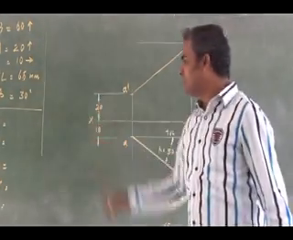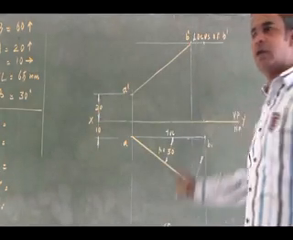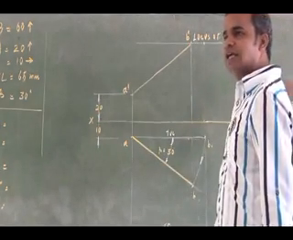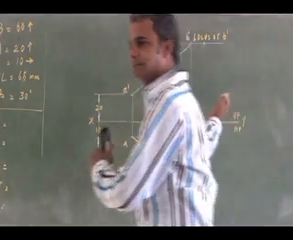Then what is asked? Theta is asked, phi is asked. What can I do? Either you can proceed with the true length method, or you can proceed with the trapezoidal procedure.